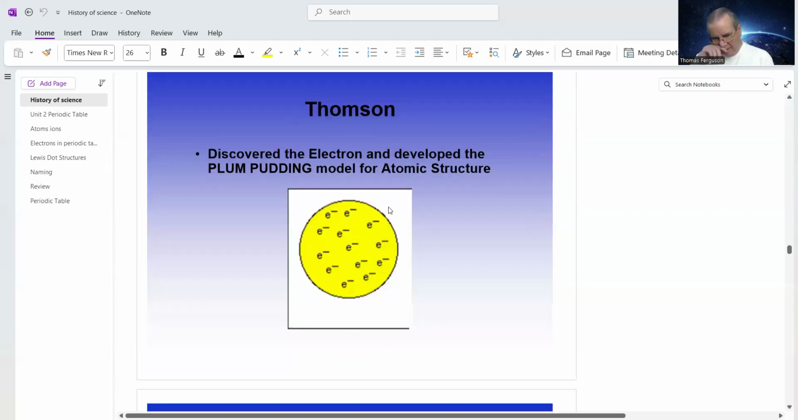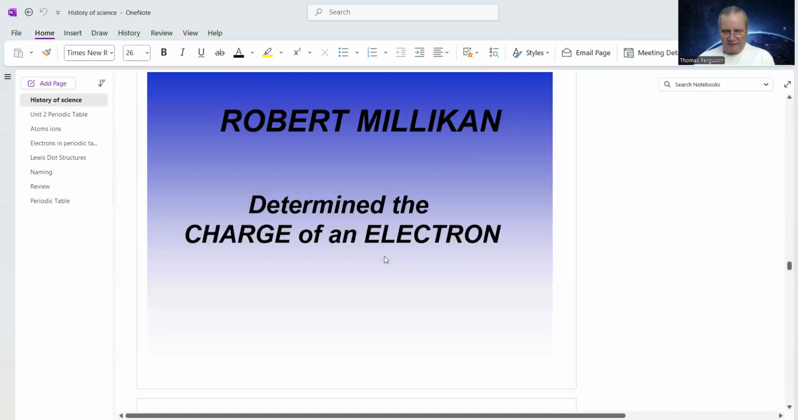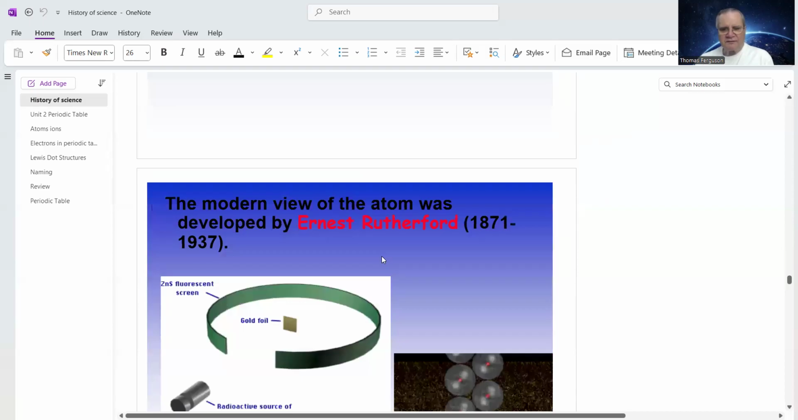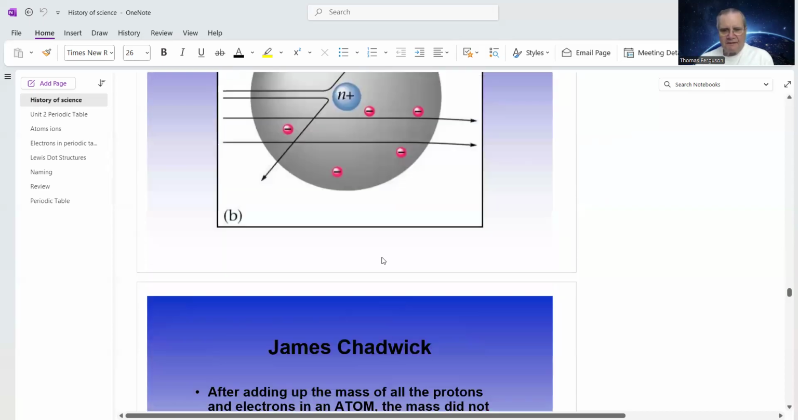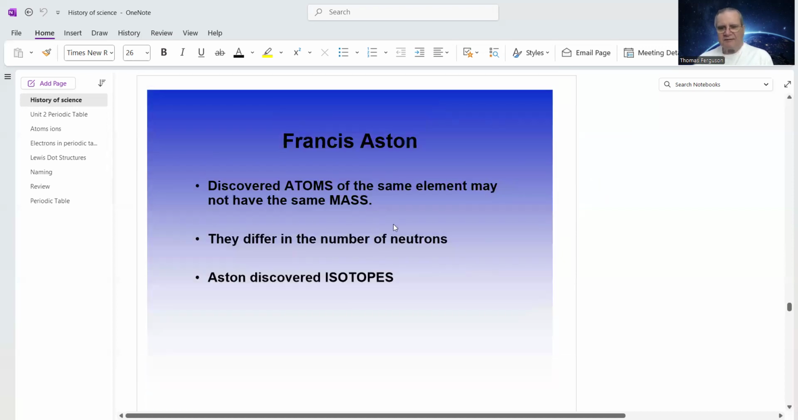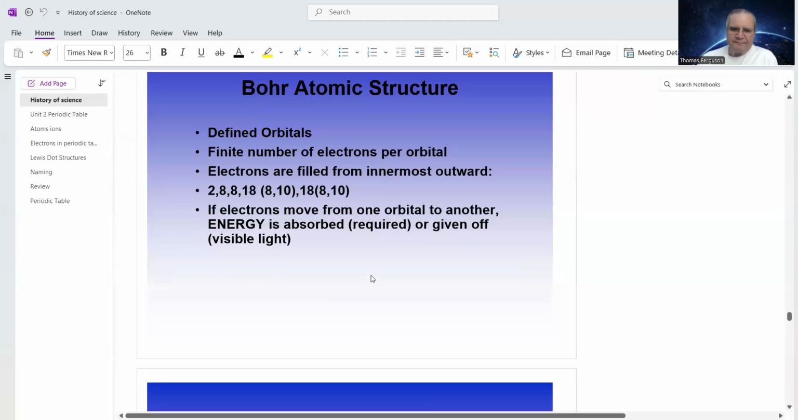Thomson, credited with the plum pudding model and discovery of electrons. Millikan, the charge of the electron. Rutherford, discovering the nucleus. Chadwick, he discovered neutrons. Ashton discovered isotopes. Bohr came up with a planetary model of the atom.